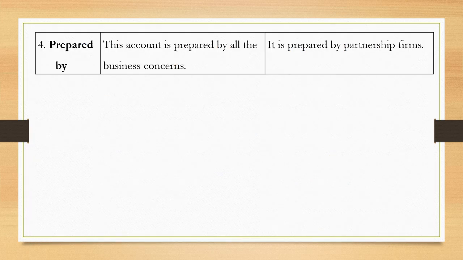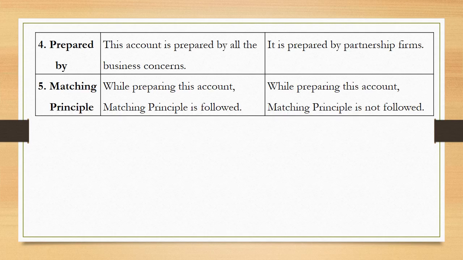Who prepares these accounts? The profit and loss account is basically prepared by all the business concerns, whereas the P&L appropriation account is prepared by partnership firms. Matching principle. We all know very well that while preparing the profit and loss account, the matching principle is followed, but while preparing the profit and loss appropriation account, the matching principle is not followed.